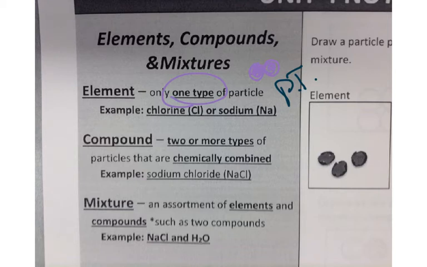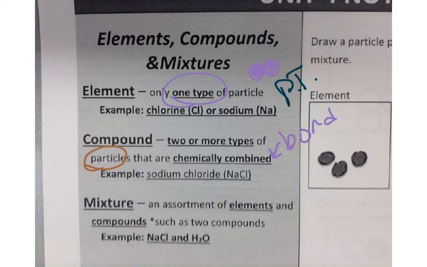A compound is when you have two or more particles that are chemically combined. By chemically combined, we mean bonds. Bonds are where they are sharing things, which we will be talking about later. When we're talking about particles, you are talking about elements. So a compound has two or more different elements that are chemically bonded.